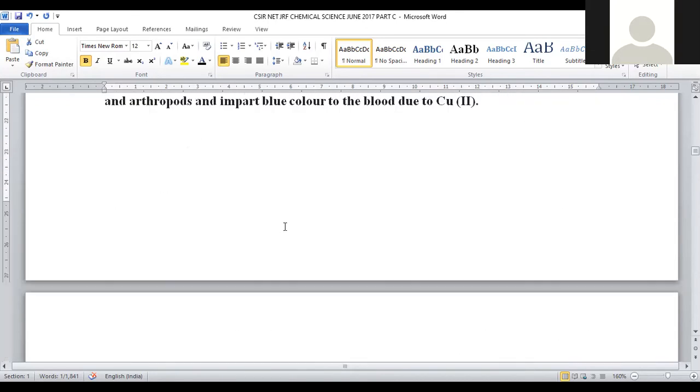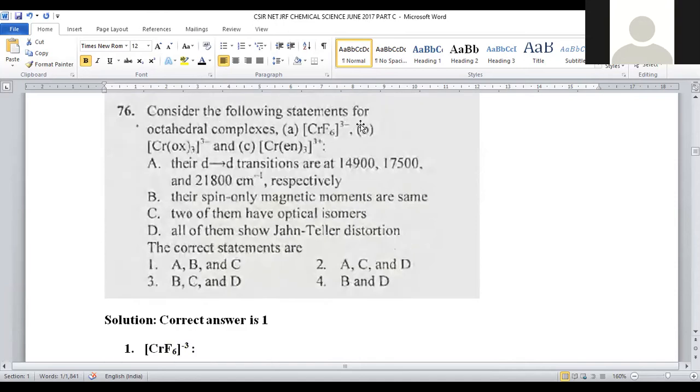Let us move on to question number 76. Consider the following statements for octahedral complexes. 3 octahedral complexes are given. All 3 complexes consist of chromium, and in all the complexes, chromium is in +3 oxidation state. The only difference is that hexafluoro is a monodentate ligand, tris oxalato is a bidentate, and tris ethylenediamine is also a bidentate ligand. So all 3 complexes are octahedral in nature, all 3 are Cr(III), and all 3 complexes are of d3 configuration.